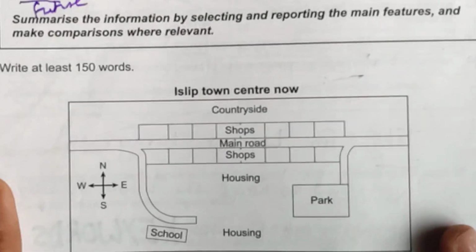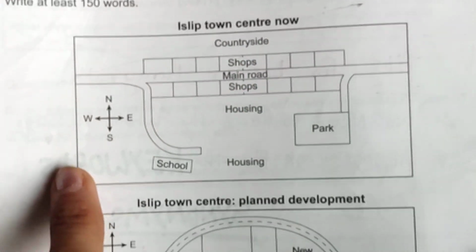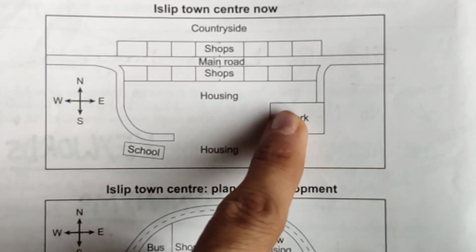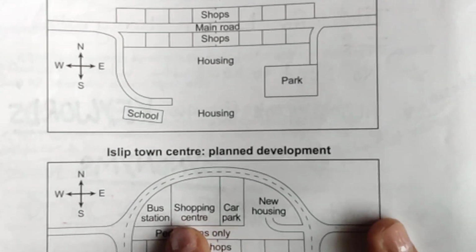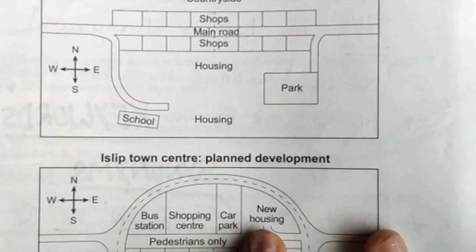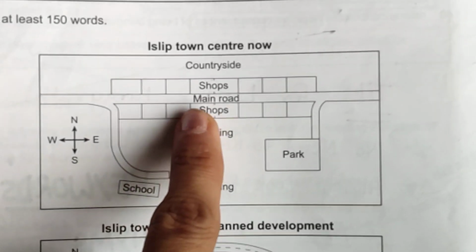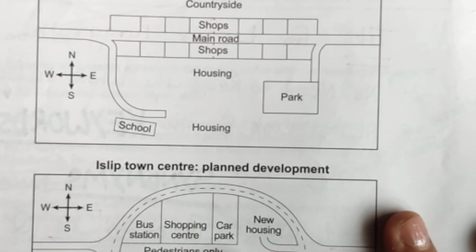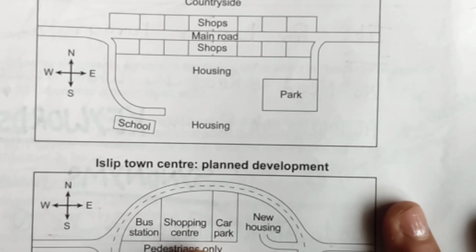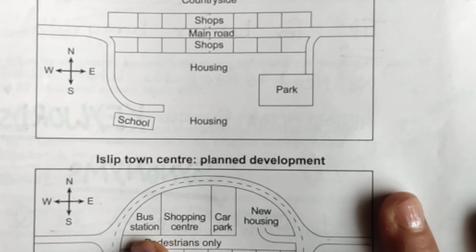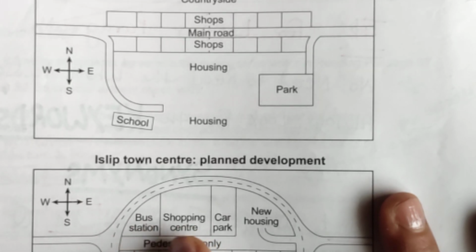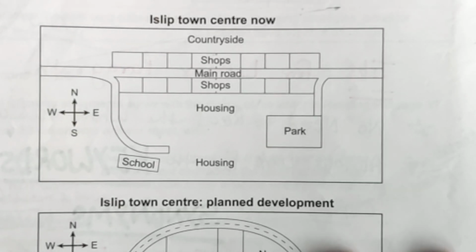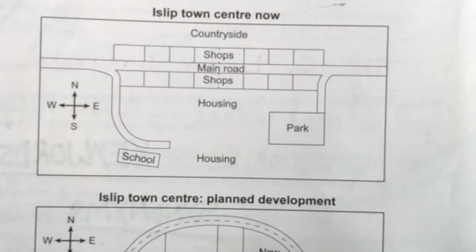Okay, now you can see these two maps, and the planned development. When we describe the park or the shops, because the shops they have converted into a shopping center, car park, bus station, new housing also. So you can say the planning for shops will be to construct new things like a shopping center with bus station and car park. So you will be using past tense. I will be showing the introduction, overall, and other body paragraphs also for this.